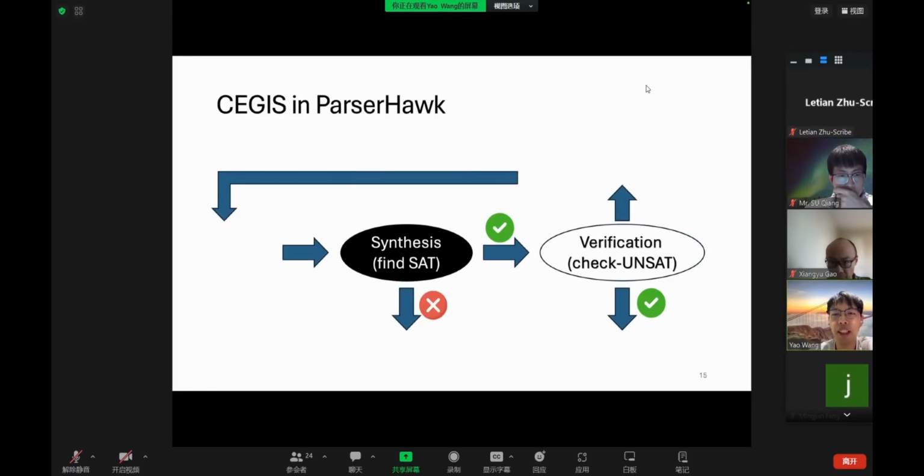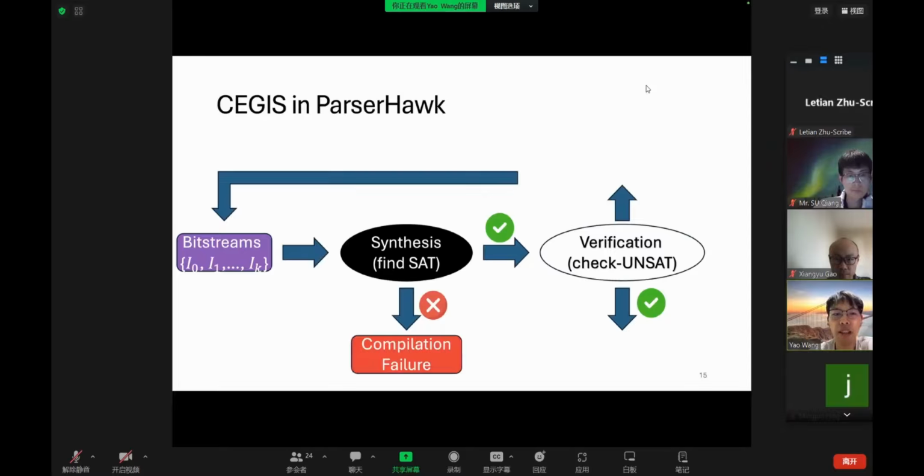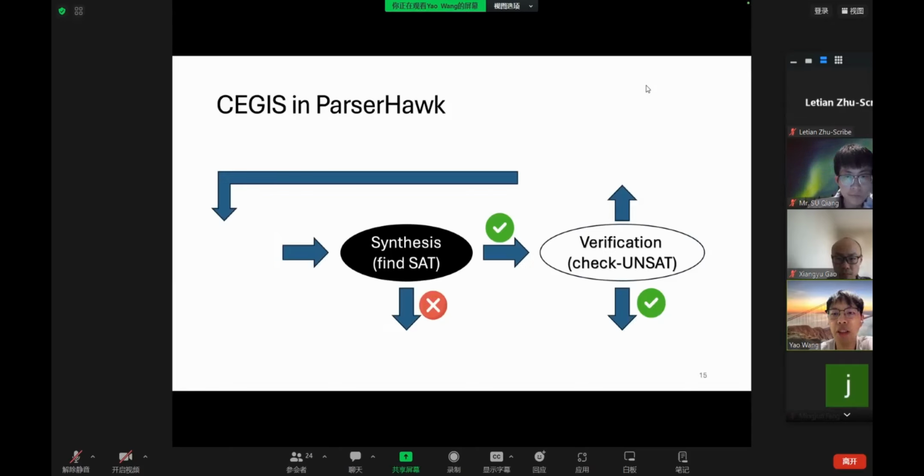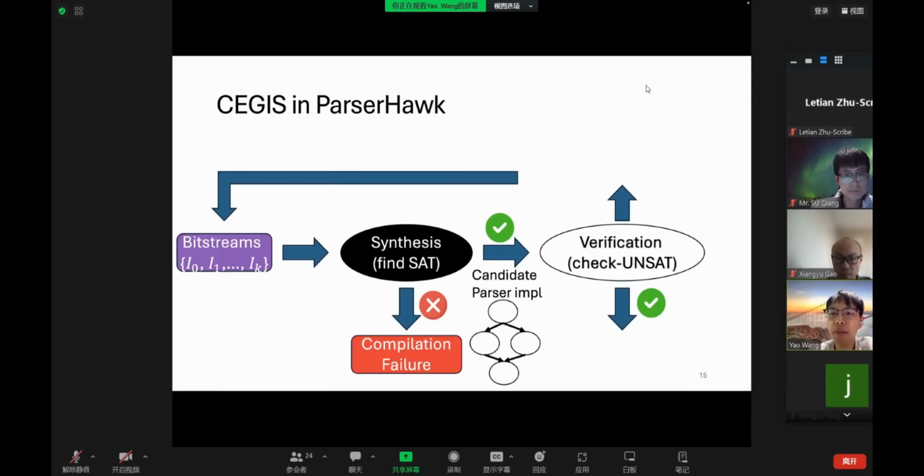In ParserHawk, the input test case set consists of some selected bit strings. If the synthesis phase cannot find a satisfiable solution, that means a compilation failure. Otherwise, it passes the parser implementation candidate, specifying the extraction behavior and transition logic, to the verification phase. If the verification passes, the candidate parser implementation becomes the final output. Otherwise, it outputs a counterexample bit string like i_k plus 1, adds it to the test case set, and continues the CEGIS loop.